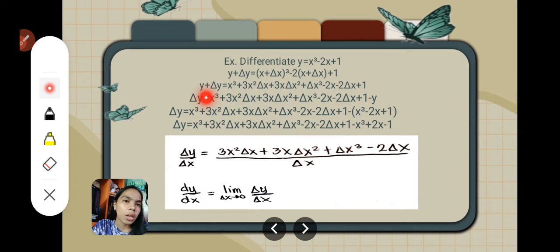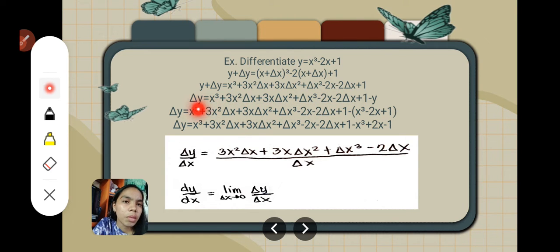Next we will expand this one. y plus delta y is equal to x cubed plus 3x squared delta x plus 3x delta x squared plus delta x cubed minus 2x. Negative 2 times x is negative 2x, and negative 2 multiplied by positive delta x is negative 2 delta x, plus 1.